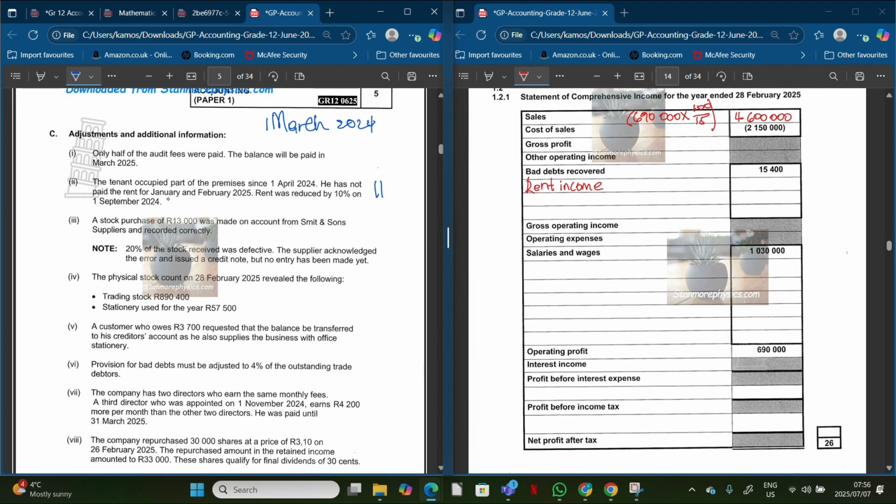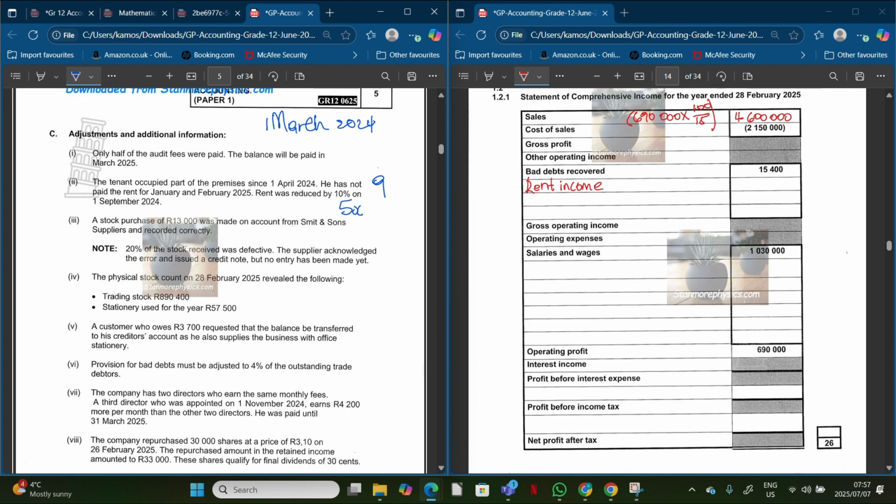But now they're saying that the rent for January and February was not paid, so 2 months are not paid. How much do you have now? It means that we're going to have 9 months in total. But from the nine, they're saying that the rent was reduced by 10% on the 1st of September. So now you start counting. This person paid the normal rent in April, May, June, July, August. So for 5 months, they paid just 5x.